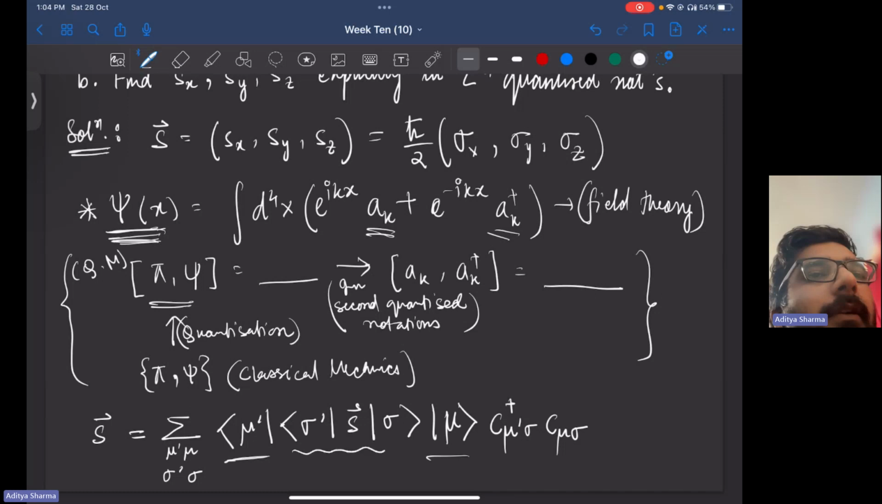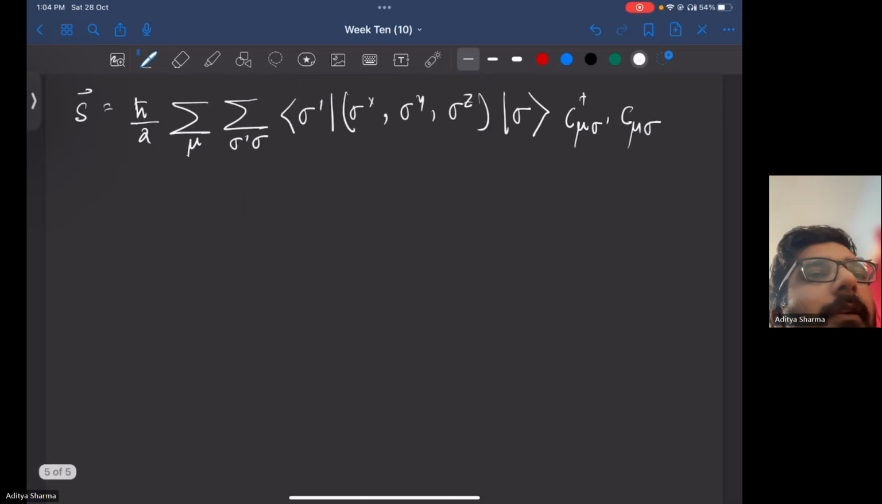Okay, they don't operate on this. That means this is independent of any mu index. So mu and mu prime will give you delta mu prime mu, and you'll have mu prime equal to mu here. So that is what I have written here, and then it's just a summation over mu because of the delta collapsing the mu prime. Okay, now let's go to part B.